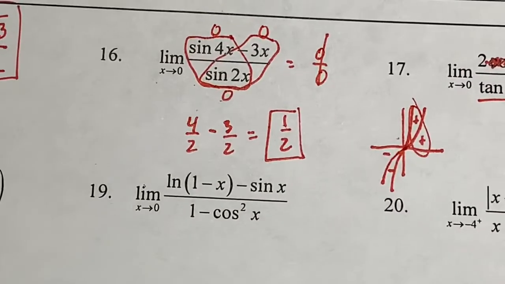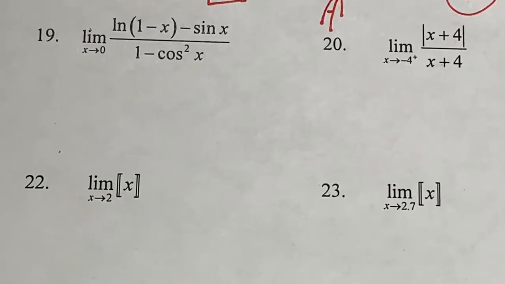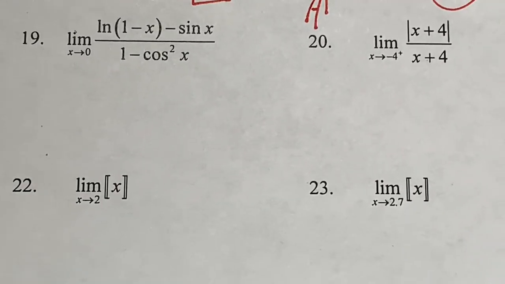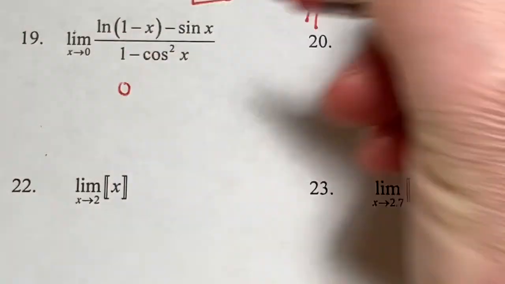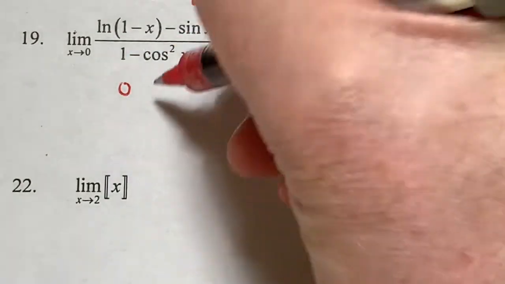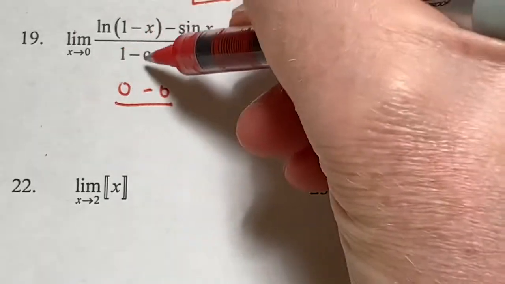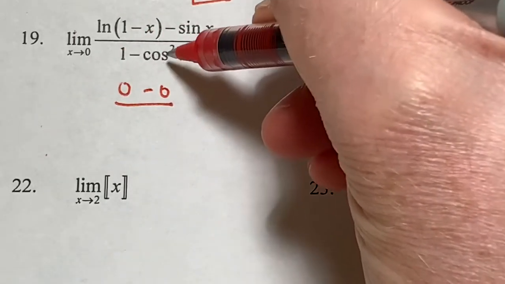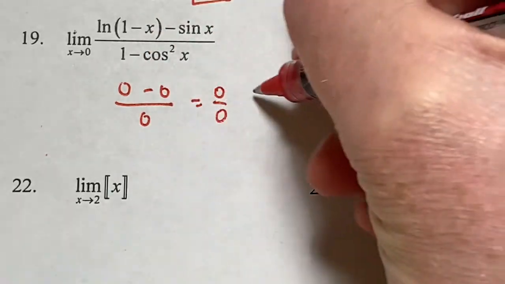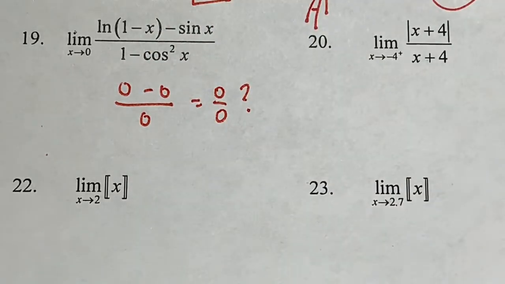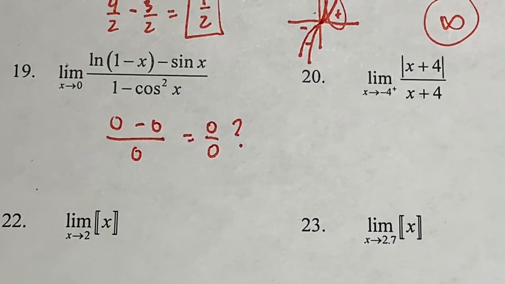All right, number 19. Number 19 is probably the most viewed limit in the history of limits. And when you plug a 0 in there, you get natural log of 1, which is 0, minus sine of 0, which is 0, over 1 minus cosine of 0, which is 1, and 1 minus 1 squared is also 0. So I get this. And the question is, well, what in the heck do I do with this limit? This is uglier than I've ever seen.